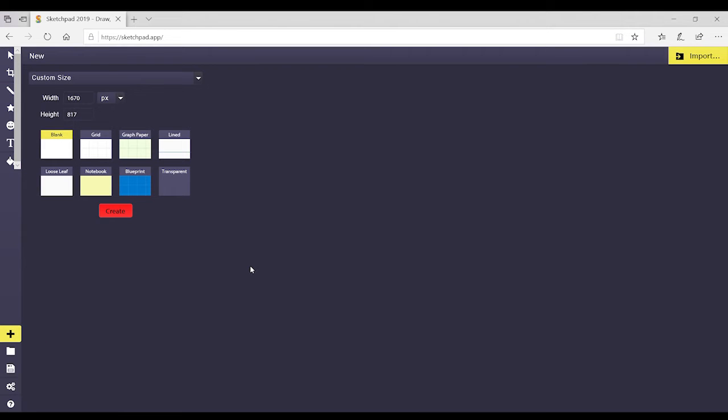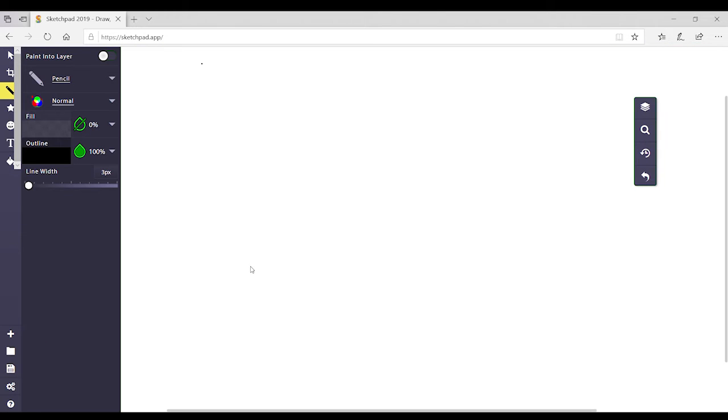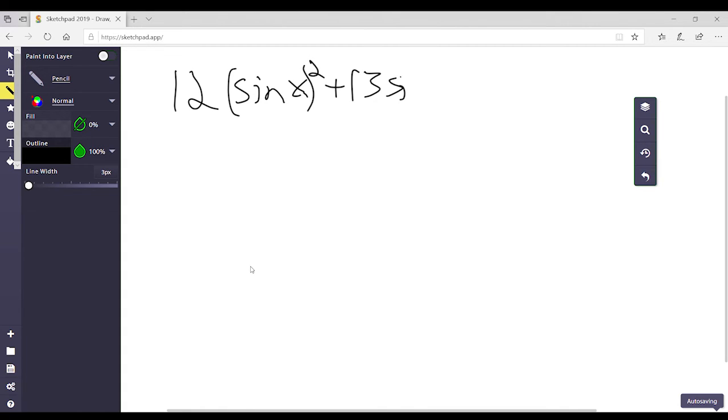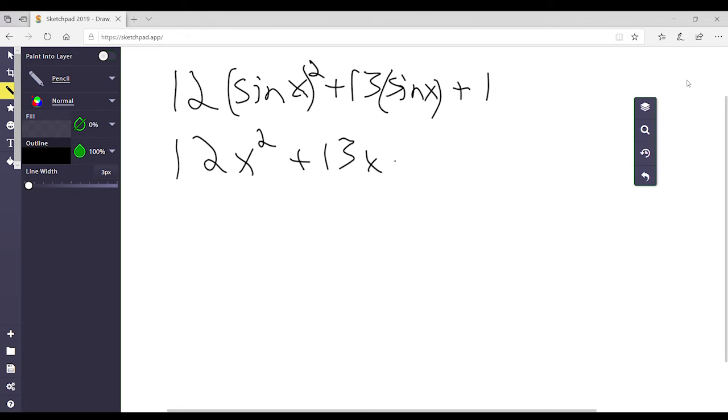So let's try an example. Let's say we have 12 sine of x squared plus 13 sine of x plus 1. Okay, and this ties into our previous video about coefficients. So we can just rewrite this as 12x squared plus 13x plus 1.